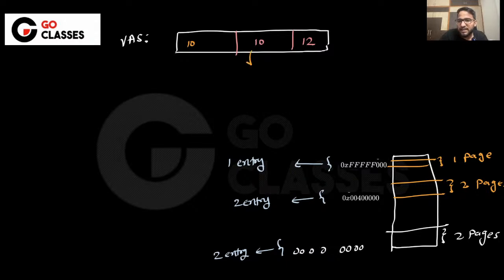See, there is a chunk size. Each chunk can hold 2 power 10 entries, right? Each chunk can hold 2 power 10 entries.